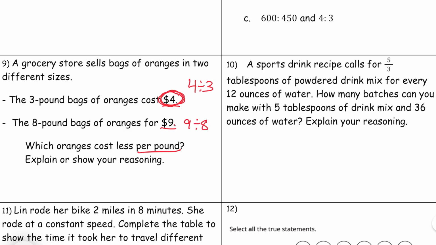So let's start with 4 divided by 3. 3 goes into 4 one time. 1 times 3 is 3. 4 minus 3 is 1. Then I'm going to add a 0.